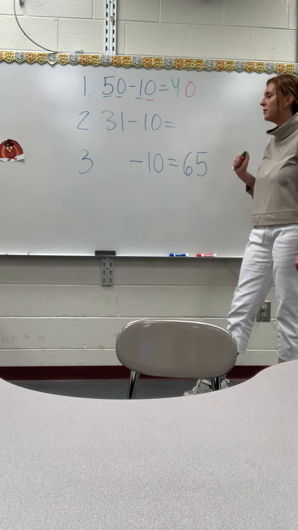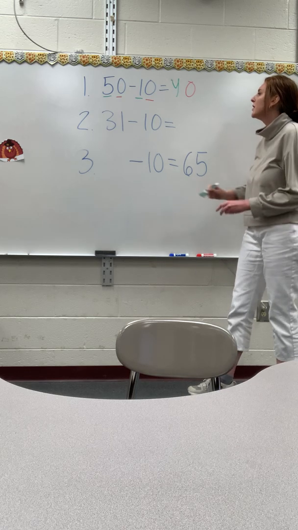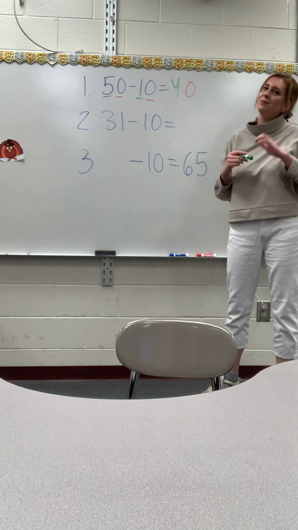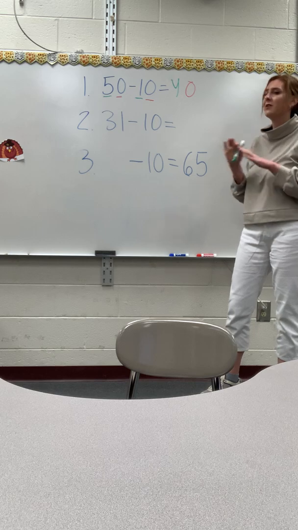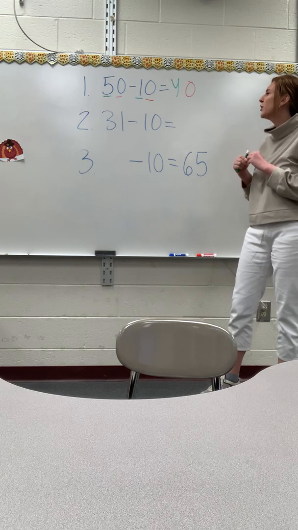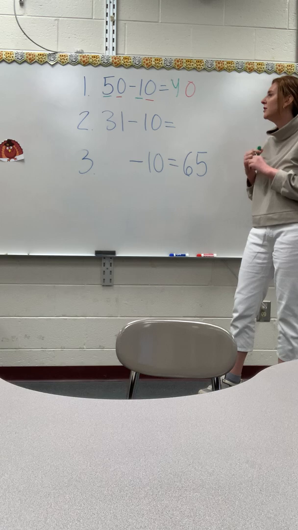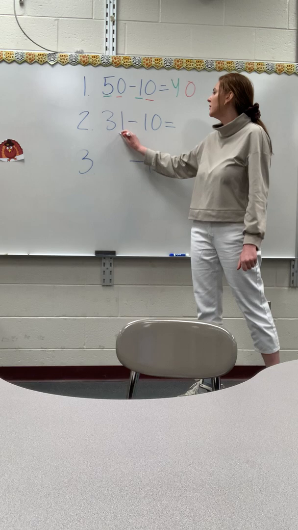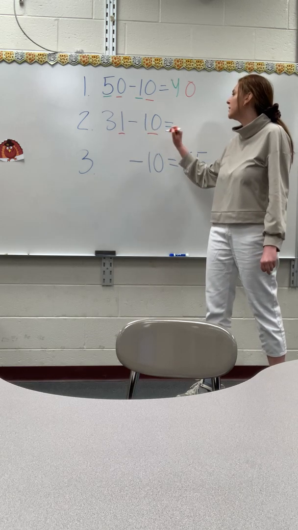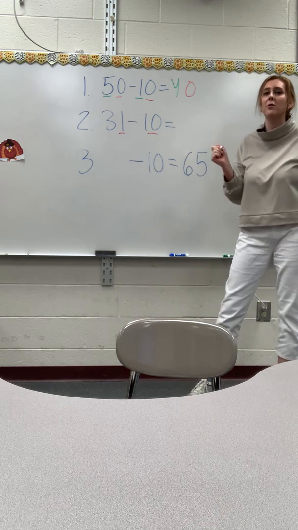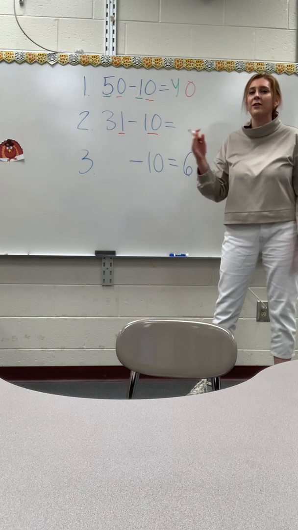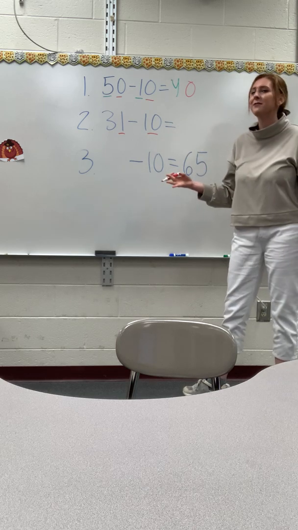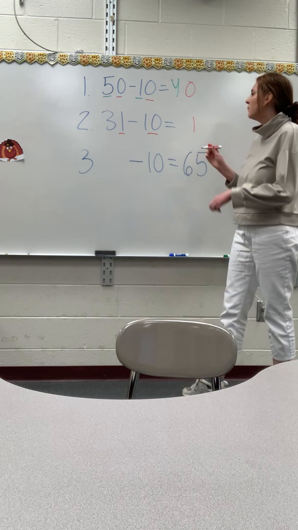But now let's look at problem 2. If I was to ask you guys, 31 minus 10 is what? I want to let you guys practice on your own. What do you guys think? 31 minus 10. So if we look in our ones place, we have 1 in 31 and we have 0 in 10. So 1 minus 0 is what? If we take away nothing from something, we would get the same number because 0 has no value. So it will just be 1 in the ones place.